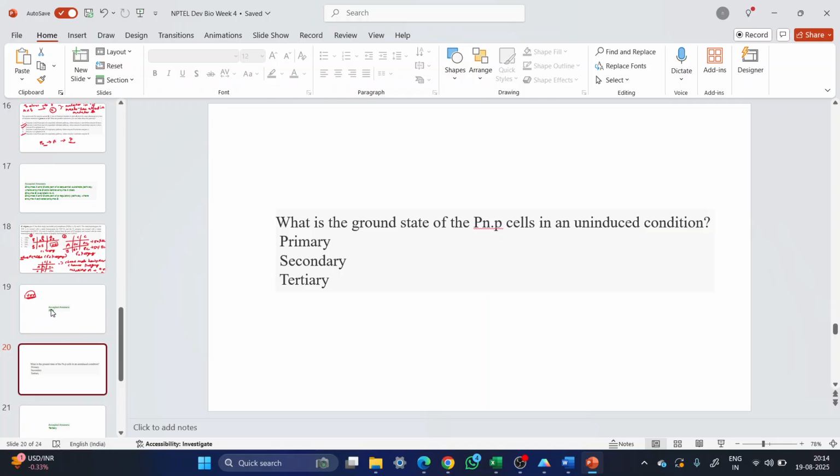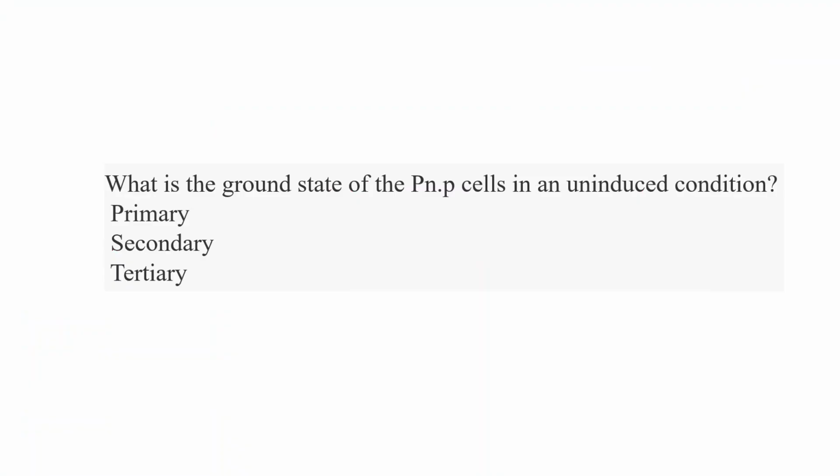Now the next question is: what is the ground state of PNP cells in an uninduced induction? Primary, secondary or tertiary?